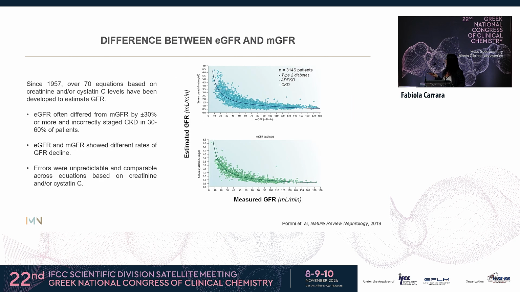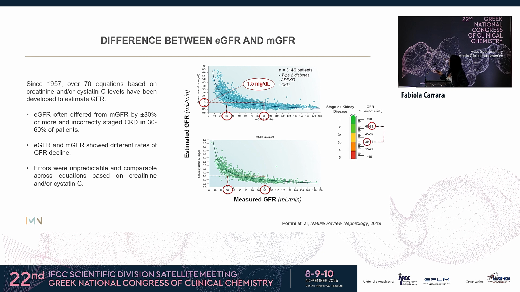For this reason, in clinical practice, several equations based on endogenous creatinine or cystatin C levels have been developed to estimate GFR. In our work published in Nature Reviews Nephrology, we documented that the relationship between measured GFR and serum creatinine concentration is not linear, but curvilinear. So, for a serum creatinine concentration of 1.5, we can obtain a wide range of measured GFR for a single value of serum creatinine. And the same occurs when we measure serum cystatin C.